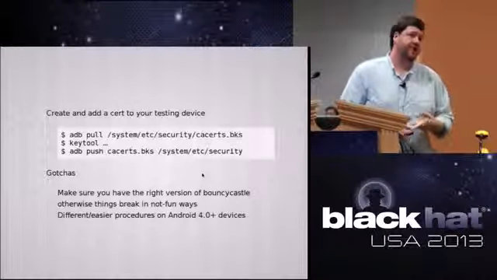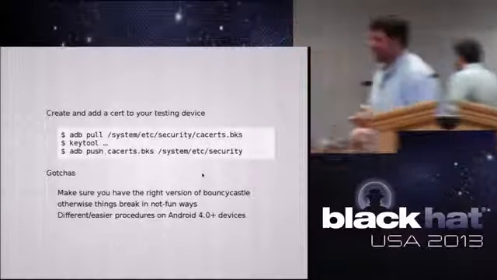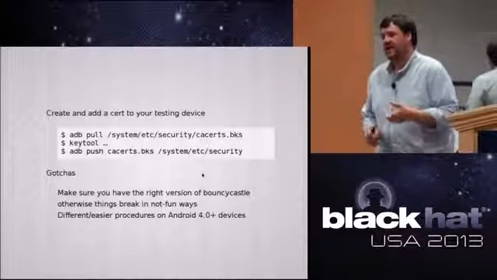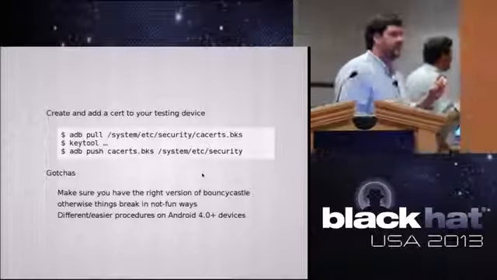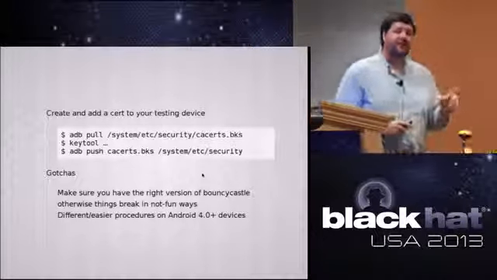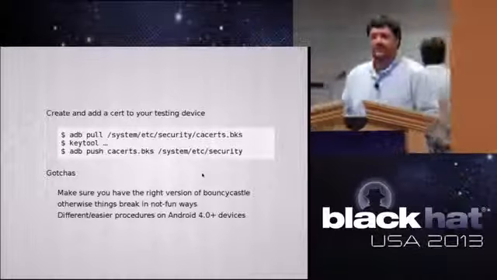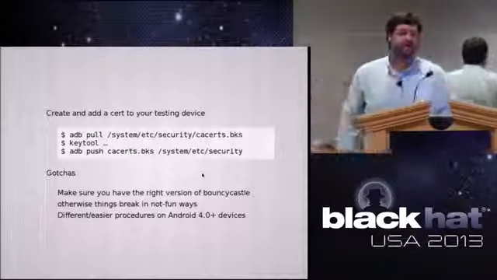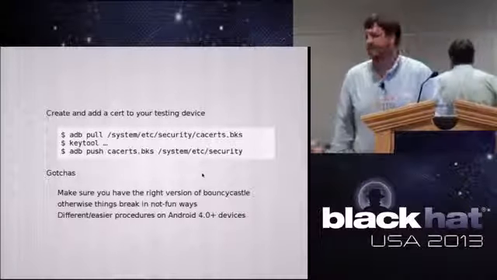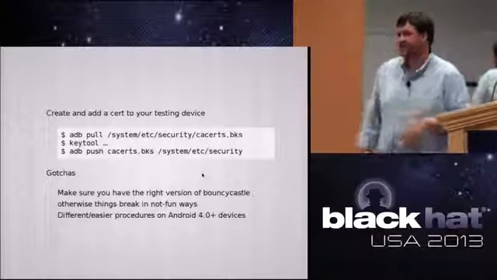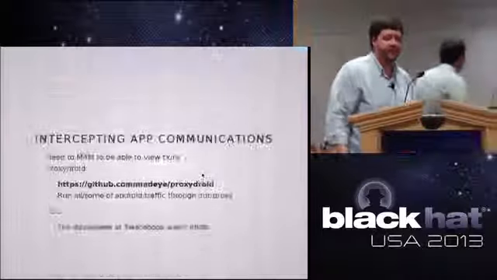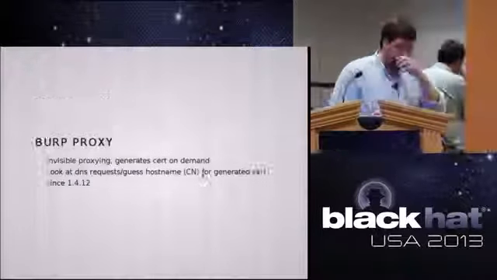Some gotchas to look out for if this is your first time playing with Android devices and certificate stores. Make sure you have the right Bouncy Castle version for your crypto stuff, because that breaks in very unexpected ways that are very hard to debug if you don't have it. So make sure you have it right. And the procedure for doing this CA manipulation is much easier on the 4.0 devices if you can use one of those, but it's very doable on 2.3 and up as well.